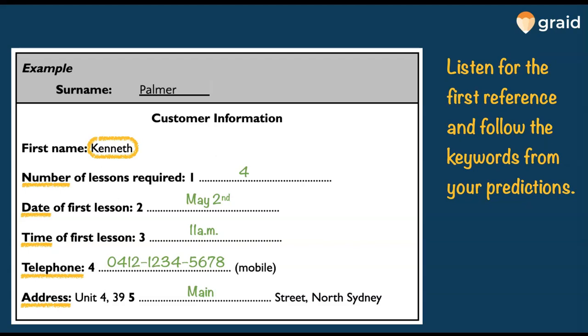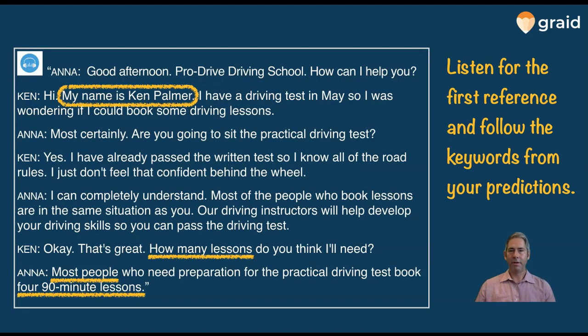Okay, let's go through and check our answers using the script. So again, we're listening for Ken or Kenneth introducing himself. That's going to be our first reference, and then we'll listen out for question 1. Here we have it. Ken introduces himself. Hi, my name is Ken Palmer. So then we're waiting to hear the answer to question 1.